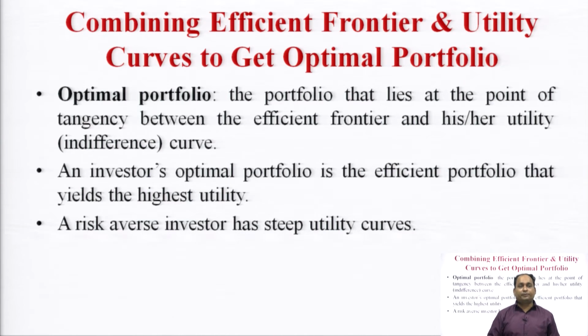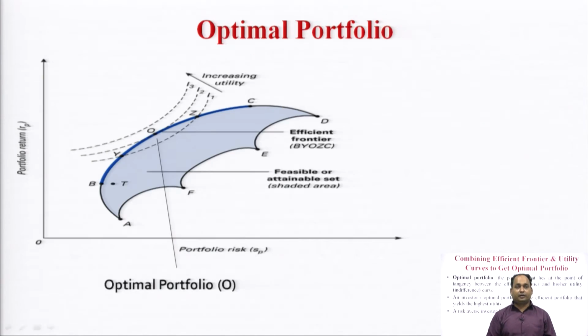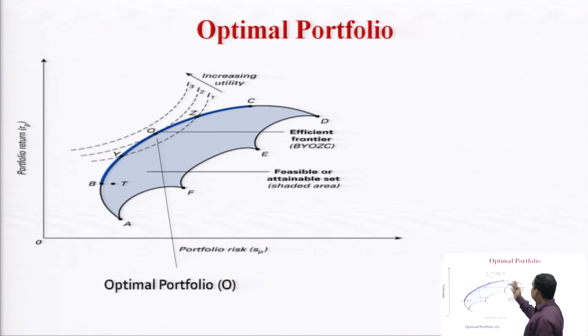The optimal portfolio lies at the point of tangency between the efficient frontier and the utility indifference curve. Now, we are combining the utility function indifference curve as well as the efficient frontier. This is the optimal portfolio construction. Here the utility is increasing from I1 to I2 to I3. These are utility I1, utility I2, utility I3. This is the increasing utility.